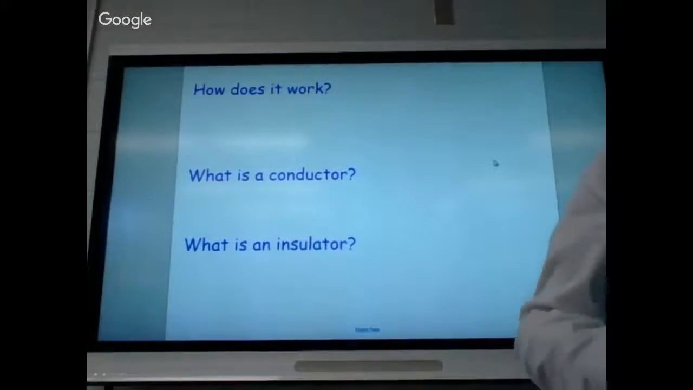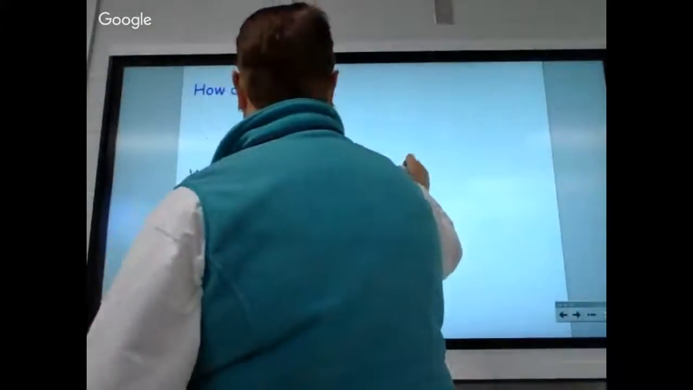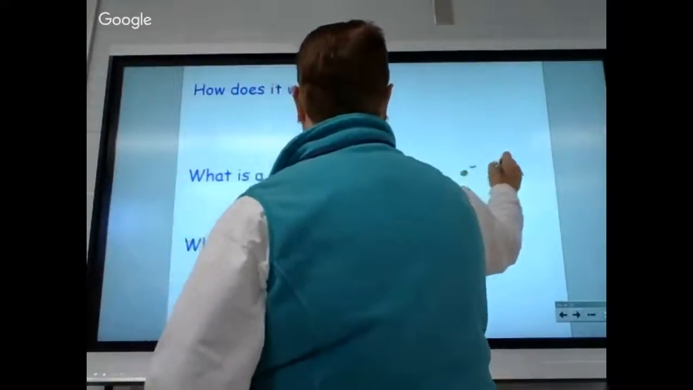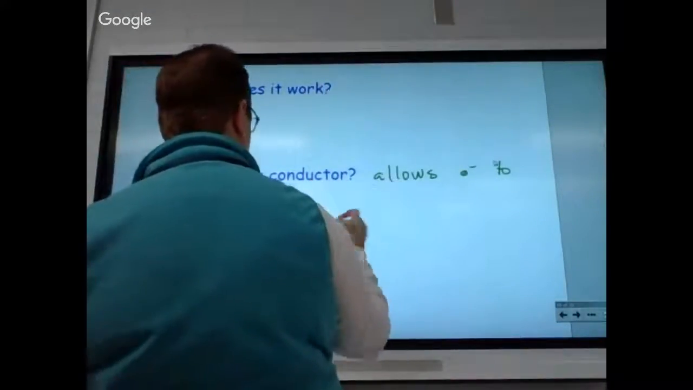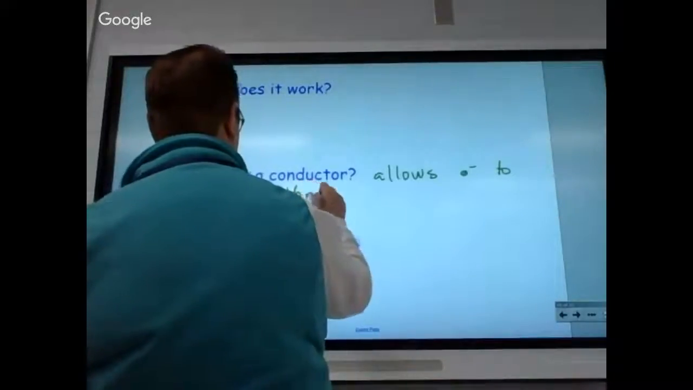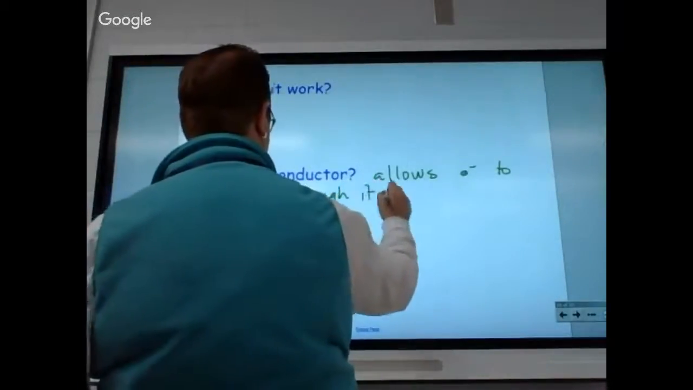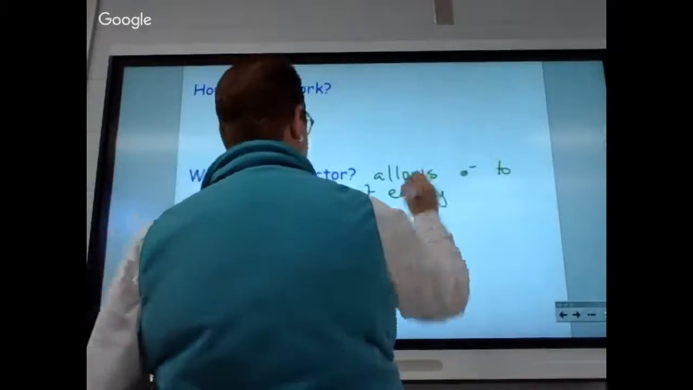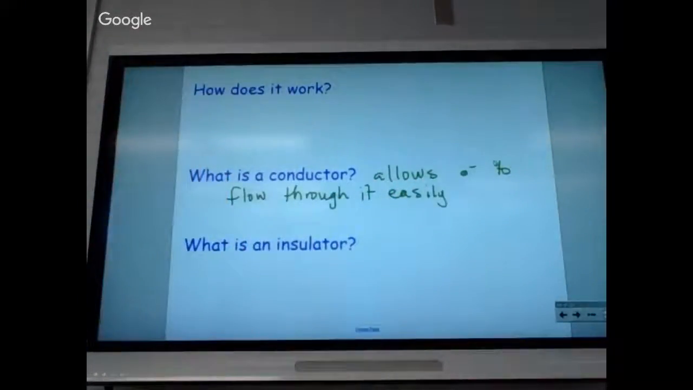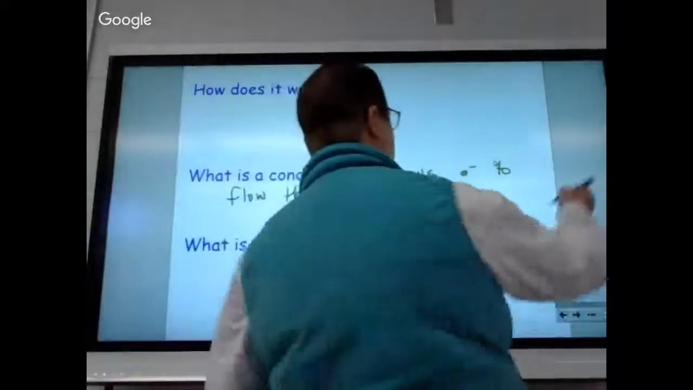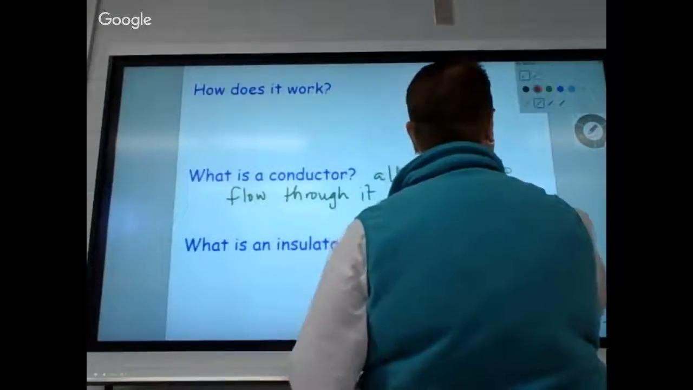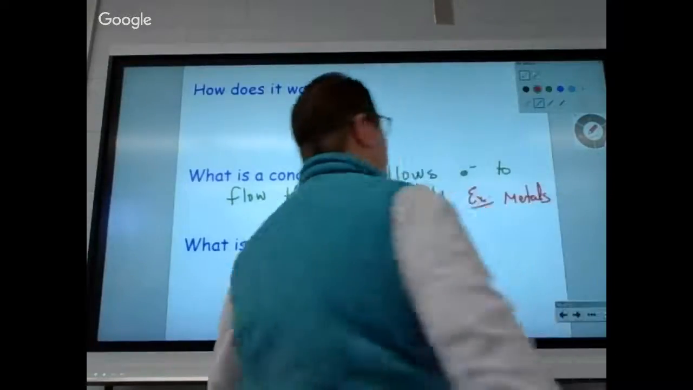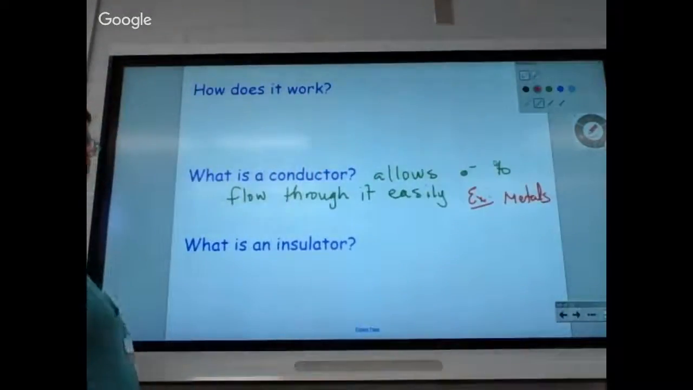No. It absorbs. That was my answer. It absorbs, allows heat, it absorbs electrons. Breeze is the closest. Allows electrons to flow through it. Yes. So instead of saying allow heat to flow through it easily, I changed it to electrons. I think William said examples of this would be your metals. Yes, I said that. But the electrons have to be able to flow through it easily.